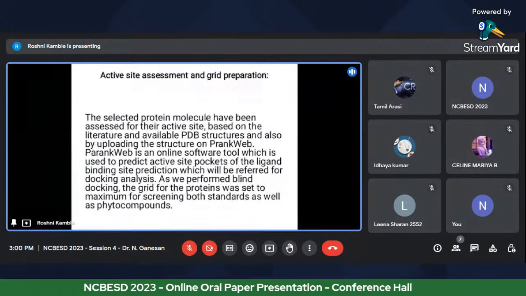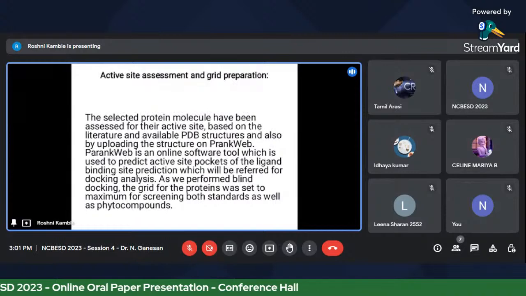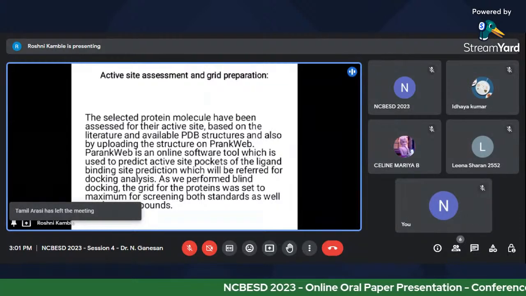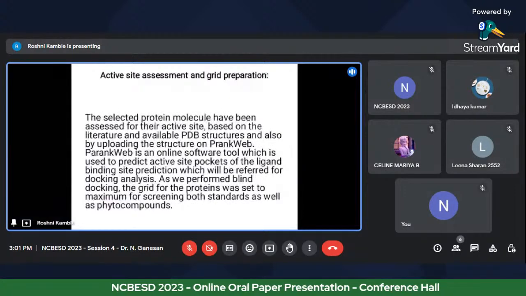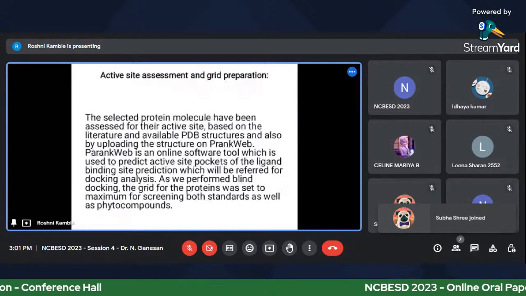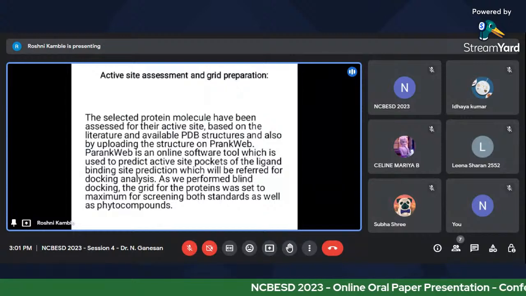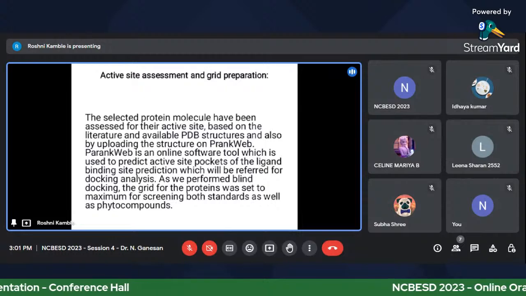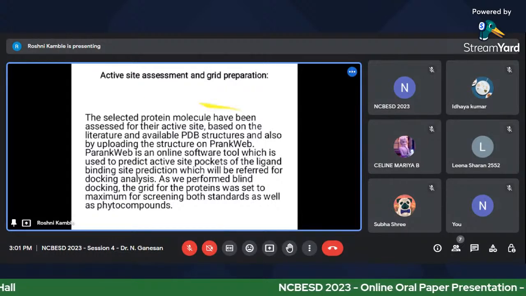Then the active site and the grid preparation was done. The selected protein molecules were assessed for their active site based on the literature, and the active site was uploaded using the PrankWeb website, and the grid was formed. We can go for blind docking or else grid docking. As we performed blind docking, the grid for the protein was set at the maximum, and screening of both the standards as well as the phytocompounds was done, and the exhaustiveness was kept at 25.